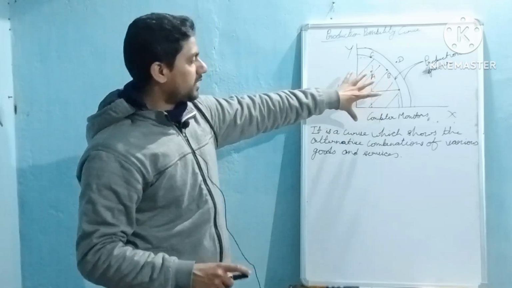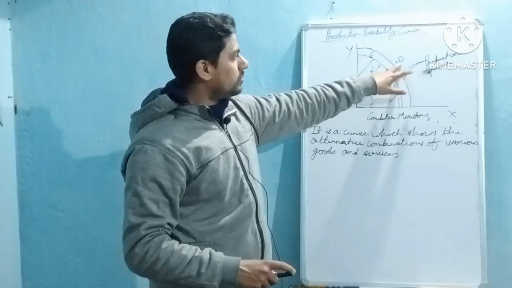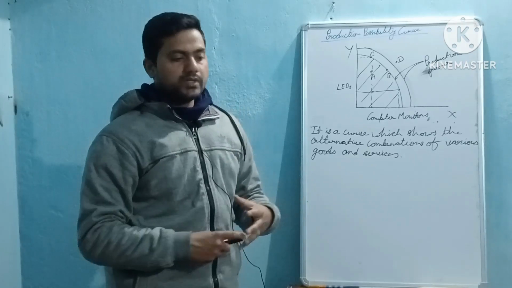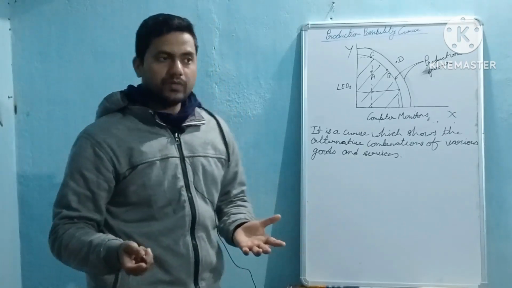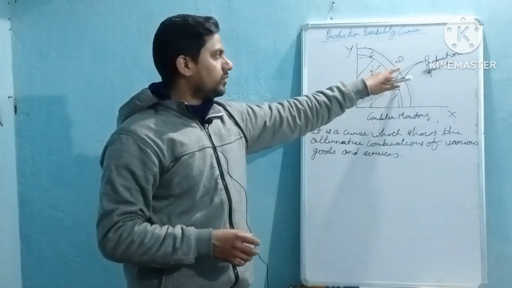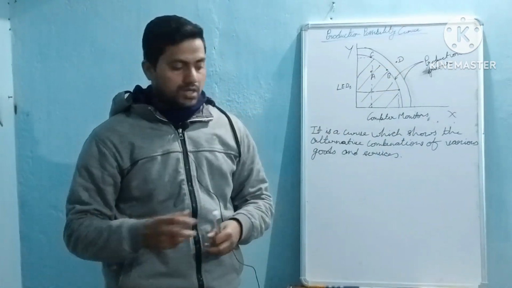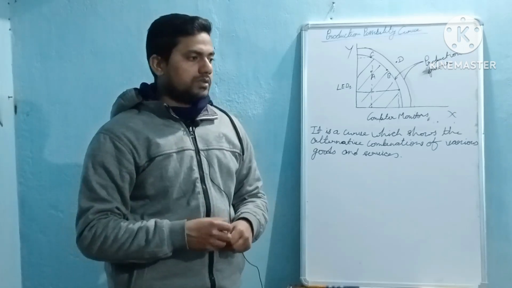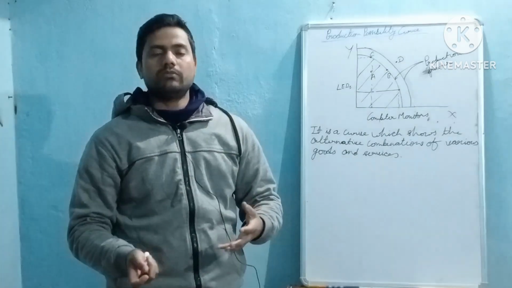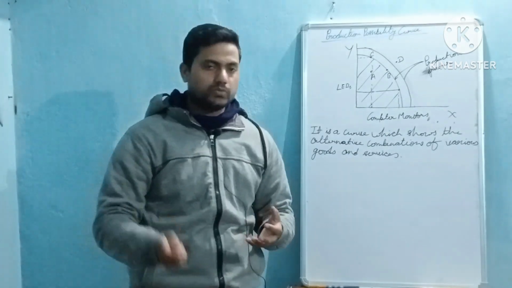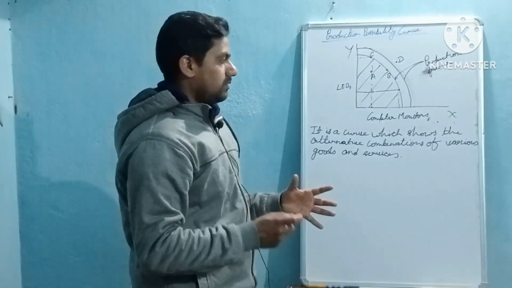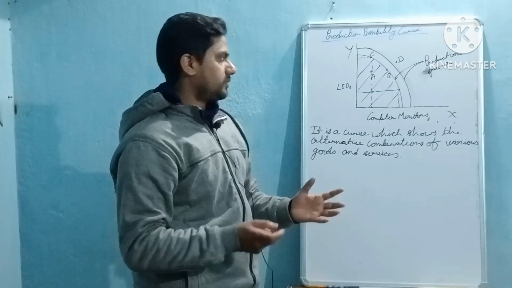But if we go to point D, it is beyond the production capacity. If at point D we want to produce goods and services, that is not feasible. Why? Because we are constrained by limited resources. So that is not possible.